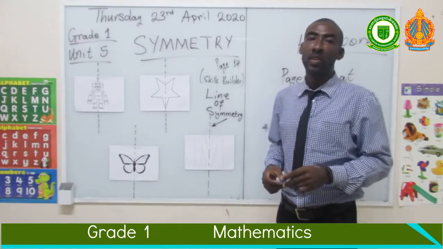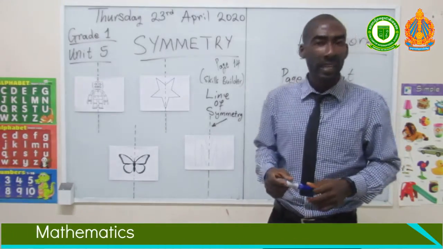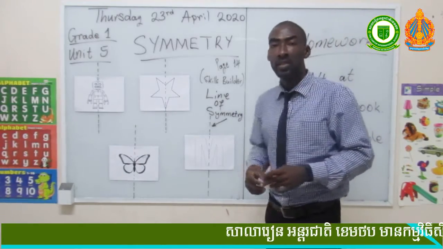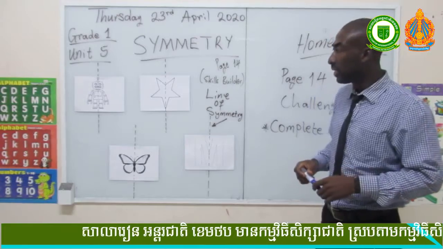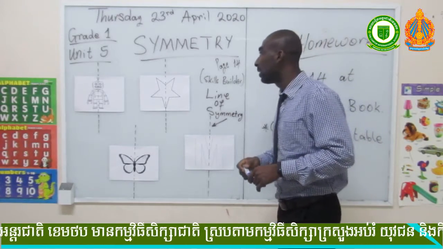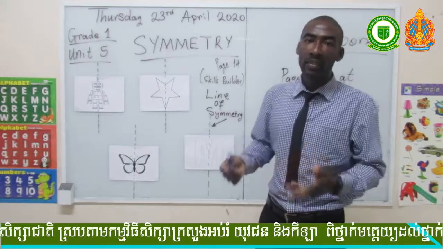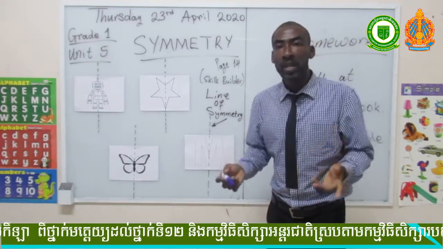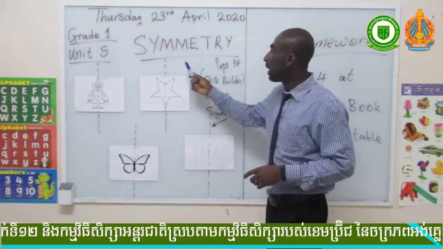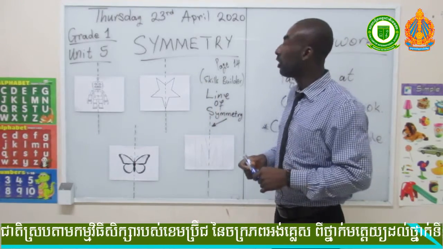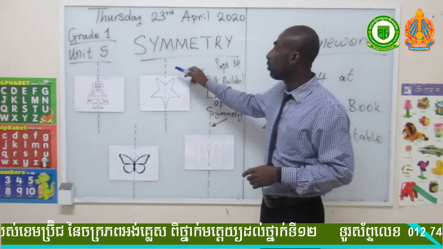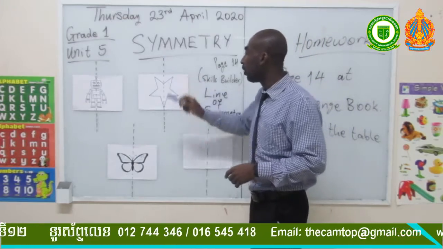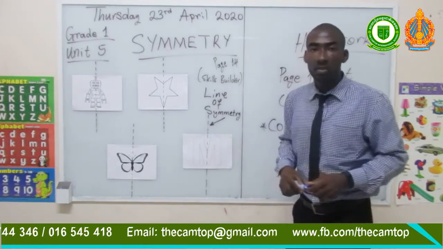Today's lesson is on symmetry from Unit 5, page 14 of our textbook and Skills Builder portion of the textbook. We've learned that symmetry is a line that divides an image into two equal parts, and these lines are normally drawn in a dotted way, not like a straight line. So this is a line of symmetry that we have learned today.